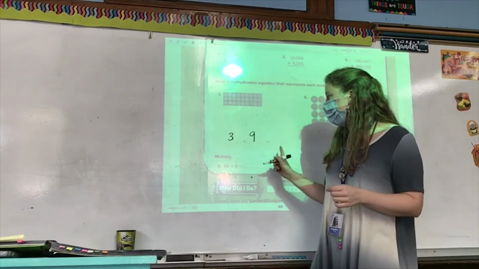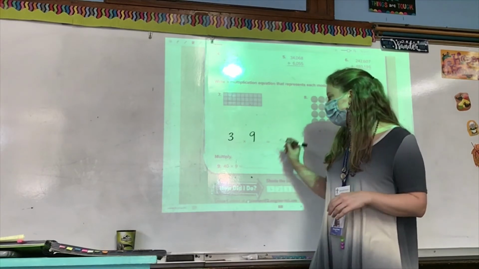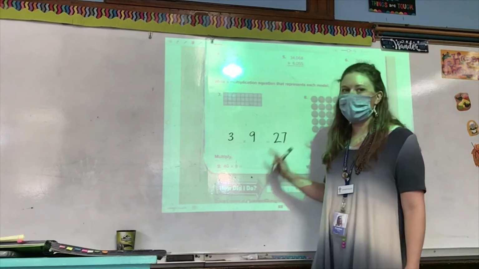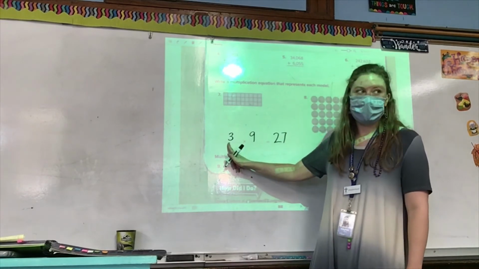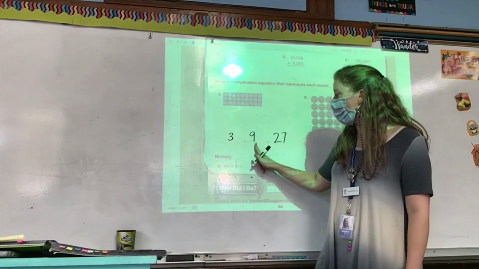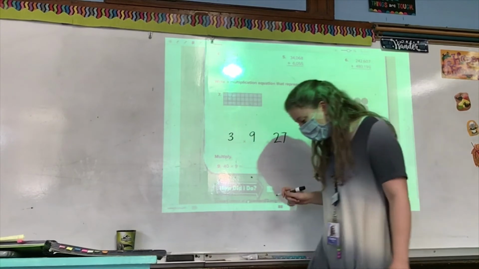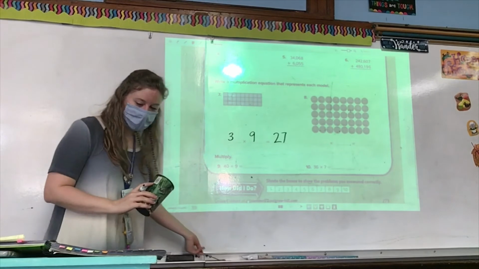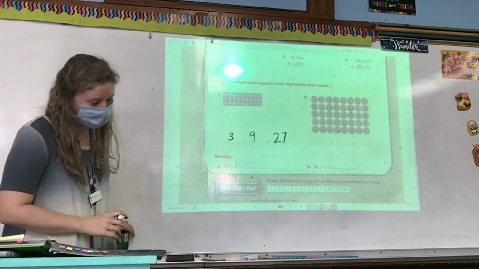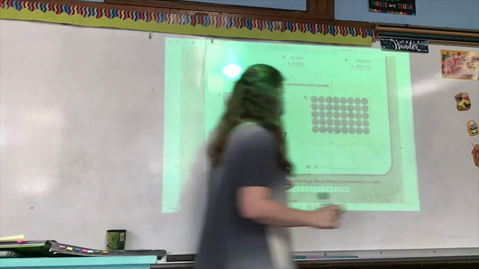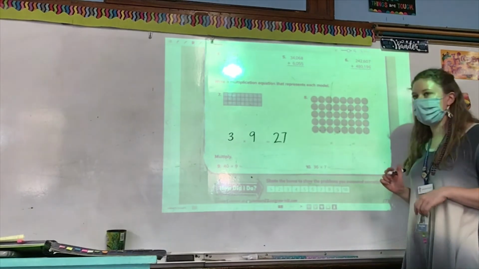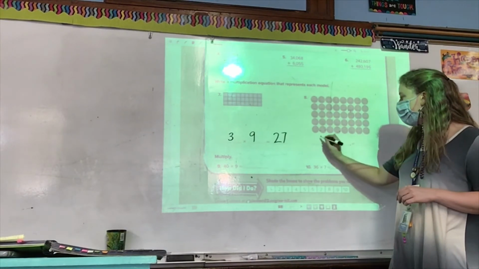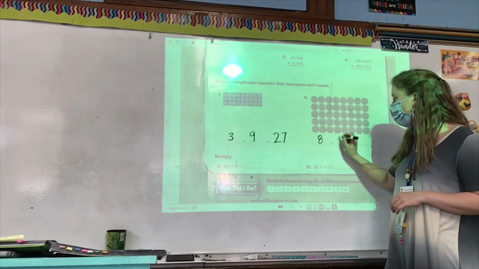Okay? Now we have to have an answer. Aaron, 3 times 9 is what? 27. Remember, for arrays, the factors are the rows and columns. The answer is how many total pieces. Okay, number 8. Victoria. We have another array, so we're looking at rows and columns. What does the equation look like? 8 times 5, because there are 8 what?